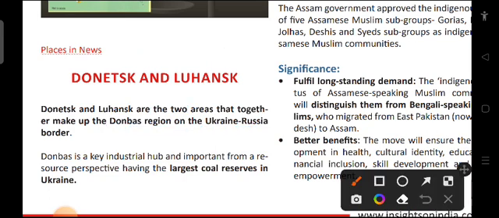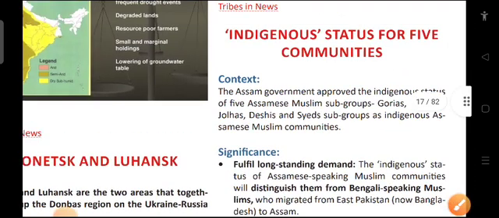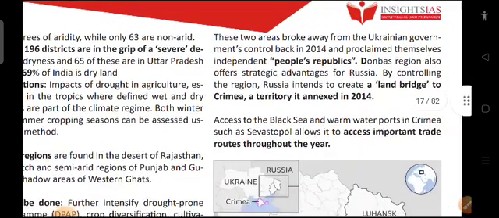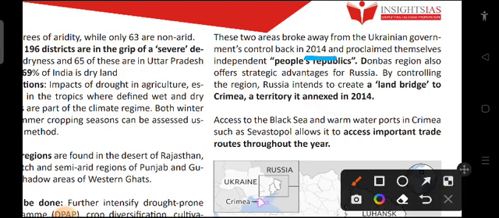Donbas is a key industrial hub, important from a resource perspective, having the largest coal reserve in Ukraine. So these places are in Ukraine and they have the largest coal reserves also. These two areas broke away from the Ukrainian government control back in 2014 and proclaimed themselves independent People's Republics. So they proclaimed their own independence from Ukraine in 2014.